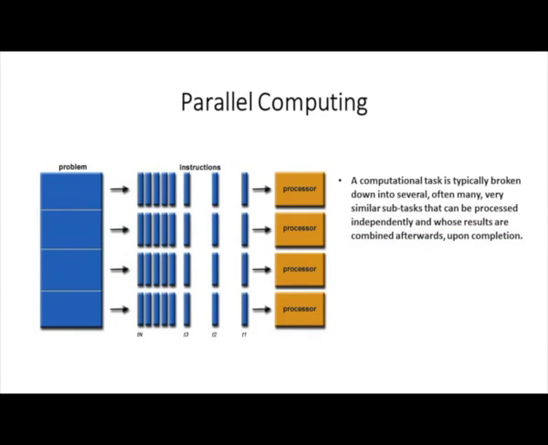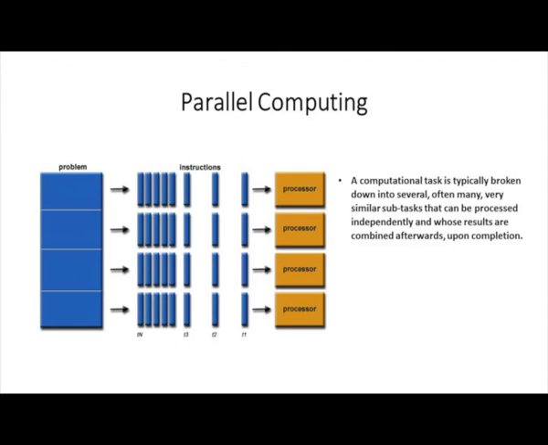Therefore, parallel processing, also called parallel computing, is a type of computation in which many calculations are carried out simultaneously. Large problems can often be divided into smaller ones, which can then be solved at the same time. There are several different forms of parallel computing: bit level, instruction level, data level, and task level parallelism.